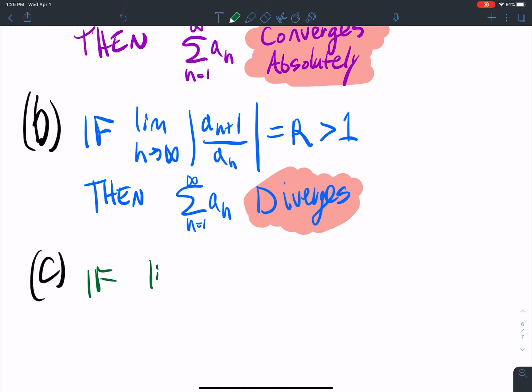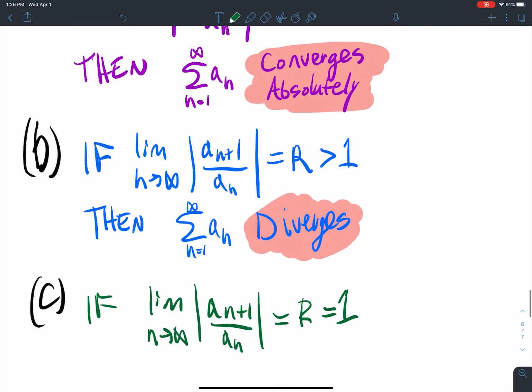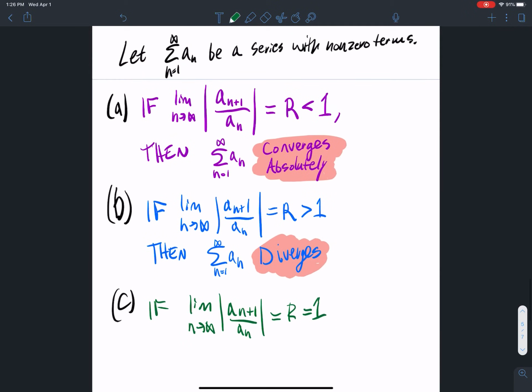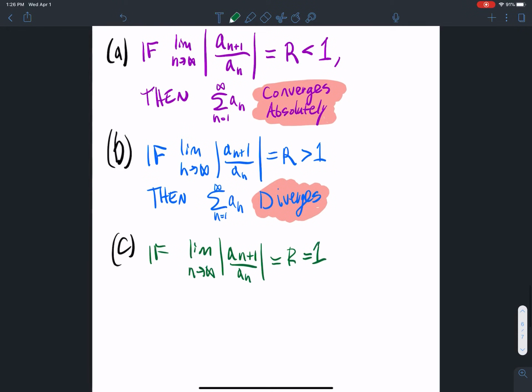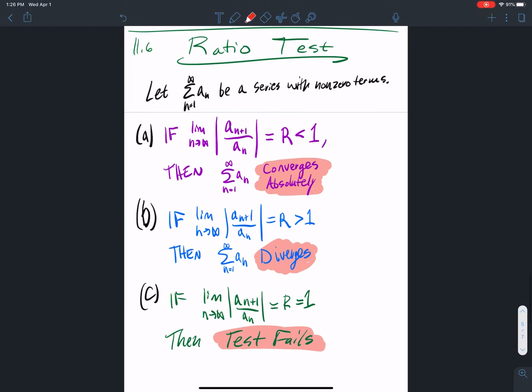If the limit as n goes to infinity, absolute value of the ratio of the n plus 1 term over the nth term is equal to r, and that equals 1, so that's the last case, and that's all three cases. You can have r less than 1, r greater than 1, and r equal to 1. If r is equal to 1, then what do we say? The test fails. Okay, the test fails. So those are my three scenarios of what's going on with the ratio test.